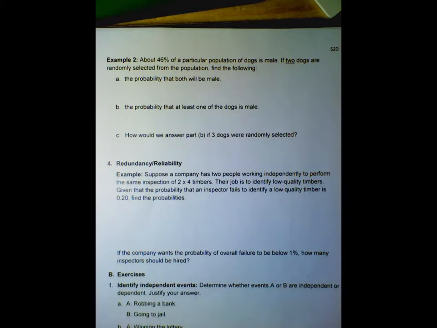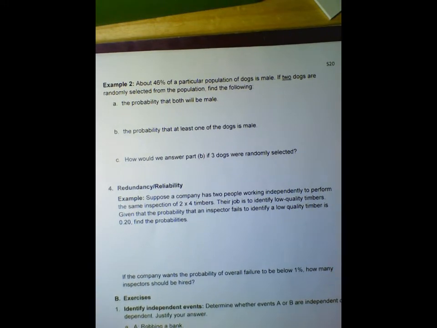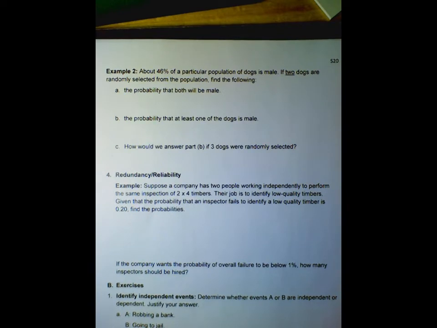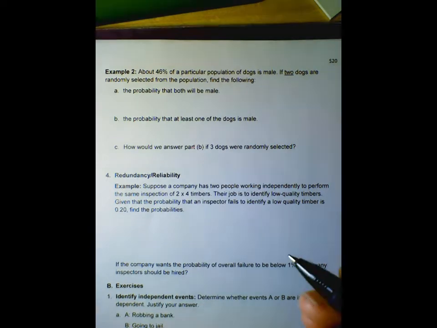We're continuing with section 5.3, and now we're going to work example 2. About 46% of a particular population of dogs is male. If 2 dogs are randomly selected from the population, find the following. Well, let's first just identify what they've told us.